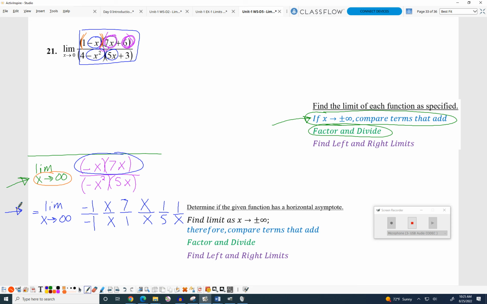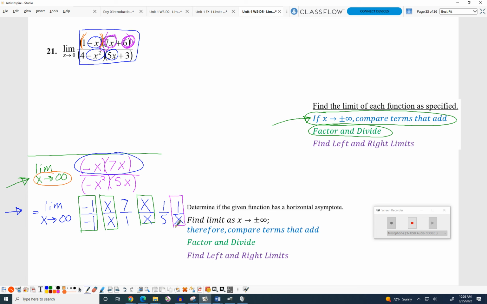And the reason I did that is now I can see something divided by itself is 1, so that's 1. Here's another 1. Here's another 1. The 7 and 5 are numbers. The most interesting thing is this last piece here. Raise your hand, please, if you can tell me.